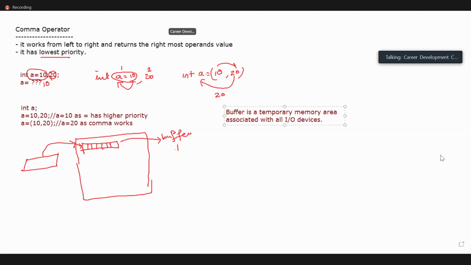How it works? Now say I have a monitor here, where we need the data output to be printed. In this case, what will happen? Any data, say this is my program. Okay, this is my program.